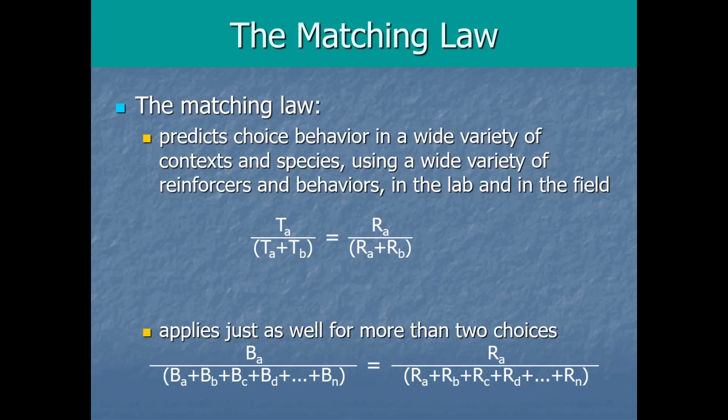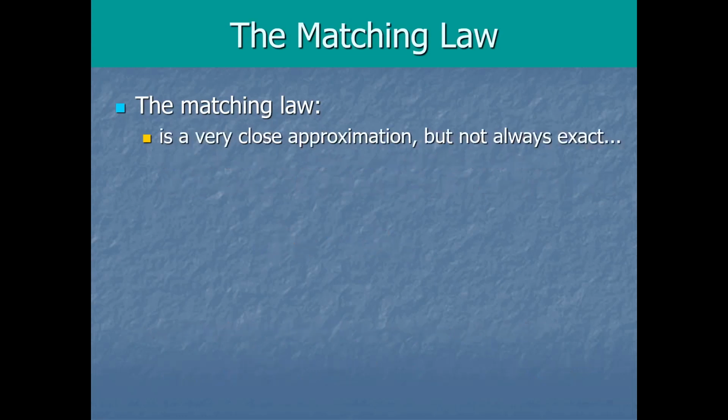So again, just a lot of ways in which it helps describe behavior. Now, as you probably already noticed, the matching law is a very close approximation, but it's not always exact, right? So we should probably write it something more like this, with an approximately equals sign in the middle rather than an equals sign. And you might say, well then, Brian, is this really a law if it's not exact?